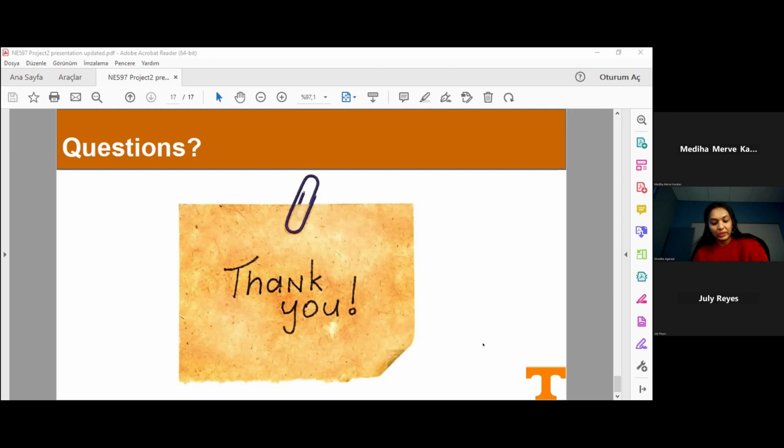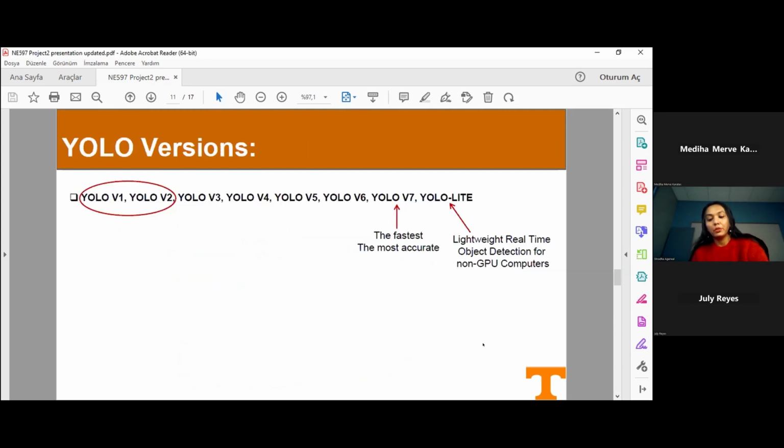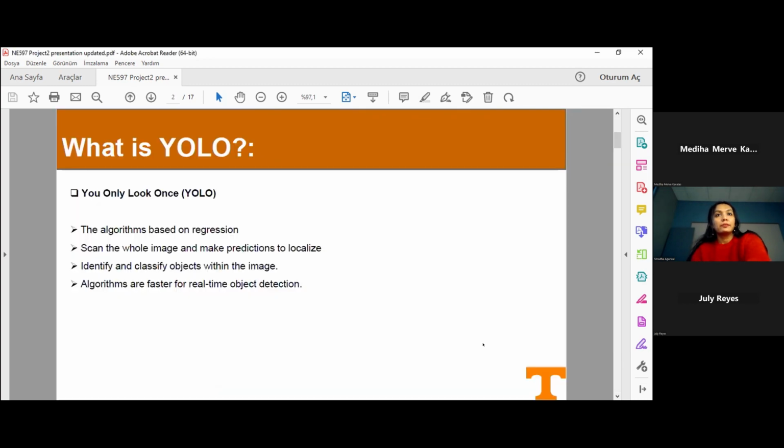First of all, why is YOLO called YOLO? You only look once. As I mentioned before, it's an algorithm based on regression, and it scans the whole image and makes the prediction localized. That's why I can say it's just a single go: it directly scans the whole image and localizes, and actually does everything at the same time, in one single go. That's why classification and detection happen together, and that's why it's you only look once.